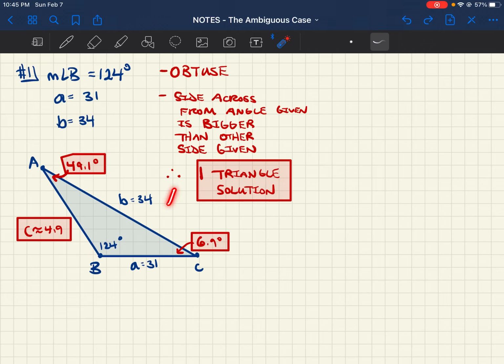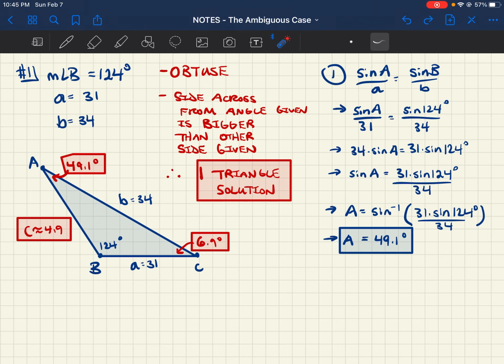By the way, if you've never seen those little 3 dots here in the shape of a triangle, that means therefore. So given this information, therefore we have a one triangle solution. So let's start with what I think is the first appropriate calculation. We're going to look at the information given to us, which is this right here.